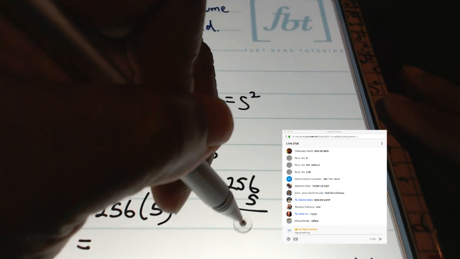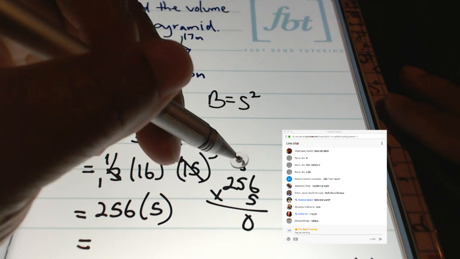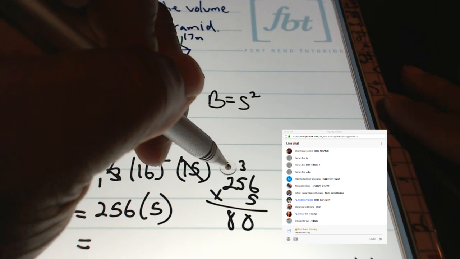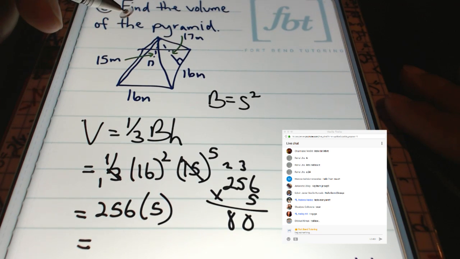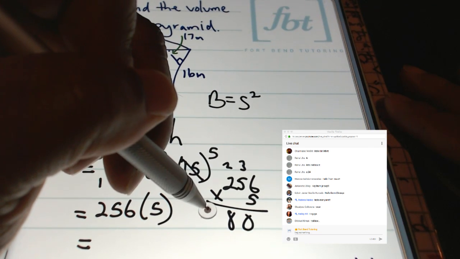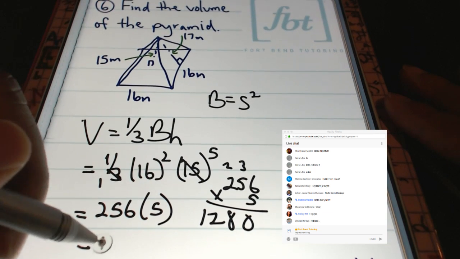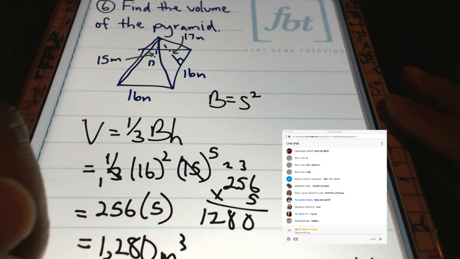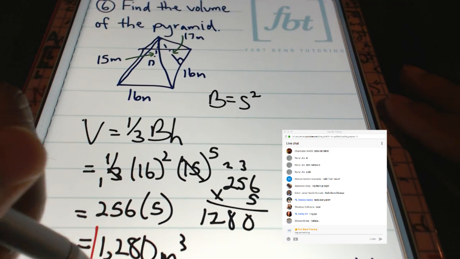We'll have 6 times 5 is 30. I'm going to carry that 3. 5 times 5 is 25. 25 plus the 3 gives me 28. We'll have 5 times 2 is 10. 10 plus 2 is going to give me 12. So is that 1,280, guys? And that's going to be meters cubed, as our volume needs to be to the 3rd power.